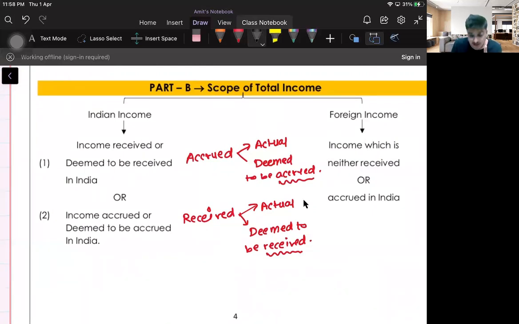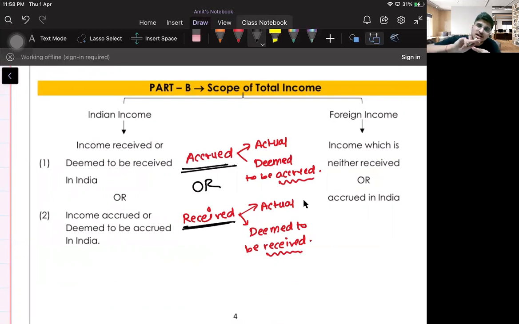Indian income means if it is accrued in India, or it is received in India. Accrued in India, received outside India hoga to. Accrued matlab kya? Generate India mein hua income. Accrued in India, par received outside India hua to chalega, because it is accrued in India, to Indian income ho jayega. To sir, dusre case mein, if it is accrued outside India, par received in India hoga to, government will say receive hua na India mein, you will have to pay tax because it is an Indian income.